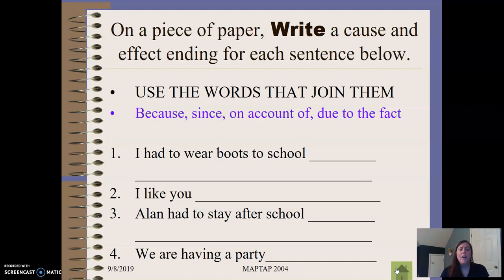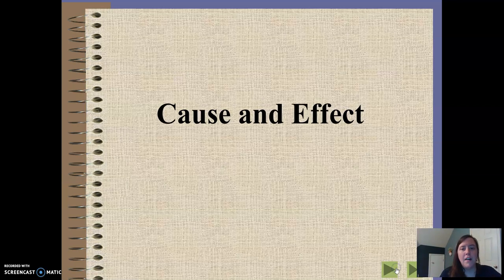And so here we can think of sort of causes for these effects. I had to wear boots to school because it was raining. I like you because you're smart. Alan had to stay after school because he had detention. We are having a party because it's John's birthday or something like that, right? So those are really kind of our notes on cause and effect.